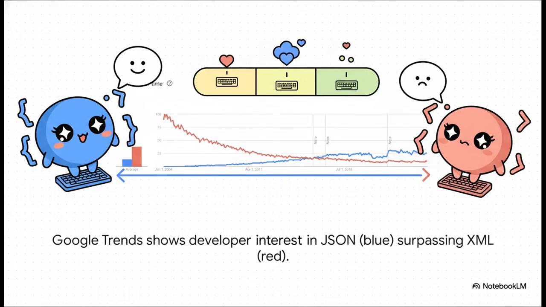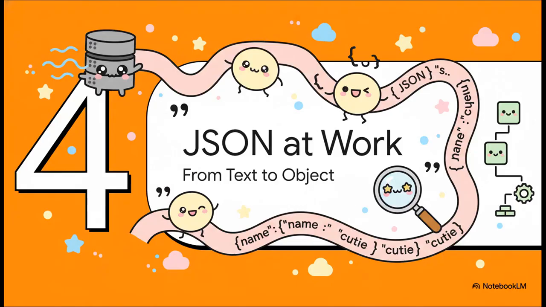It's Google search interest over time. Blue is JSON, red is XML. You can see right around 2013, JSON just takes off and never looks back. It's pretty clear. Developers voted with their keyboards. Simplicity won, hands down.